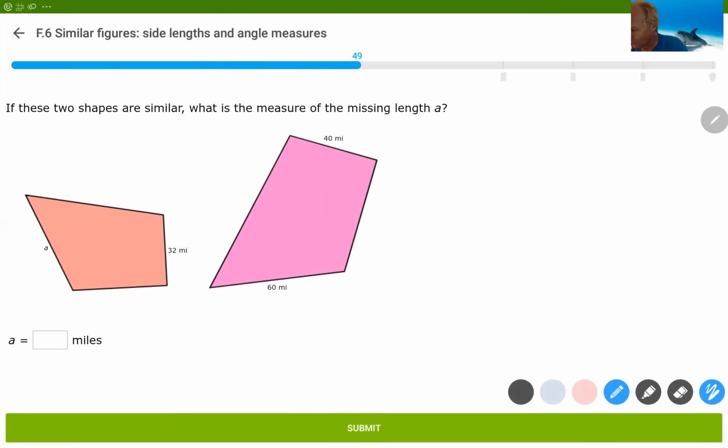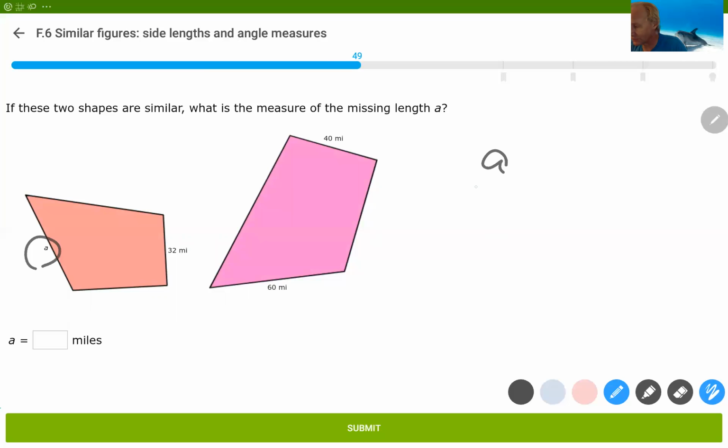Oh, this one's a little more interesting. Now, this one isn't rotated. It's not in the same orientation. So if we reorient it, we can see that the 32 goes with the 40, and the A goes with the 60. Now, a lot of people get confused. They're like, I don't know where to start. So I'm just going to always start with the variable. So I'm going to write A.